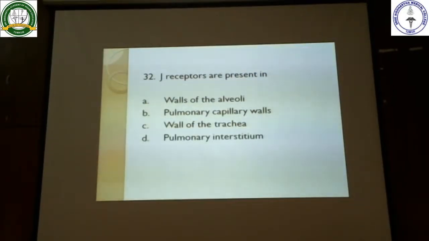The next question: J receptors are present in the walls of alveoli, pulmonary capillary walls, walls of the trachea, or pulmonary interstitium. J receptors are present in the pulmonary interstitium. They are juxta-alveolar pulmonary capillary receptors. They get activated whenever there is congestion, edema and so on. When they get stimulated, you will have reflex tachypnea, that is more and more breathing, and bradycardia.